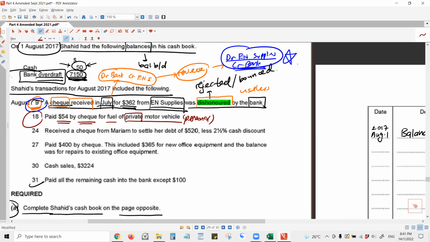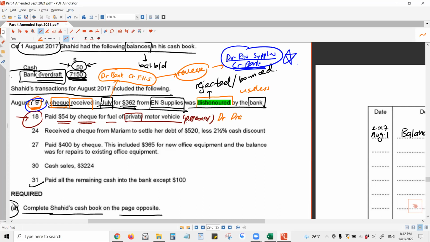This is drawing. Okay, many students overlook the word private and they just credit bank, then debit fuel, which is wrong. They have to debit drawing because you are using business money to pay for something personal. It's the same as taking something out of the business for personal use. For the one here, you are taking business money for personal use for your personal car's petrol. Therefore, you should debit drawing.